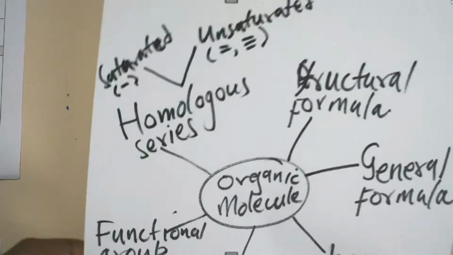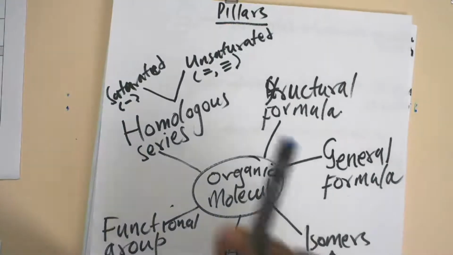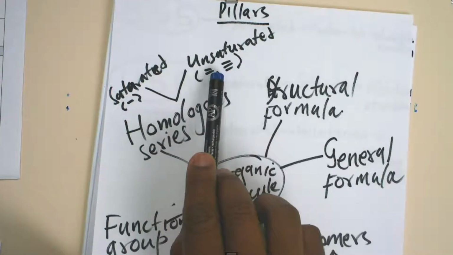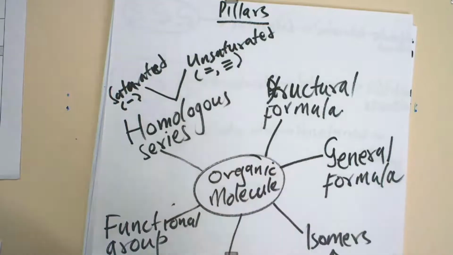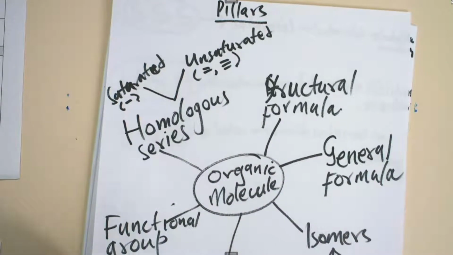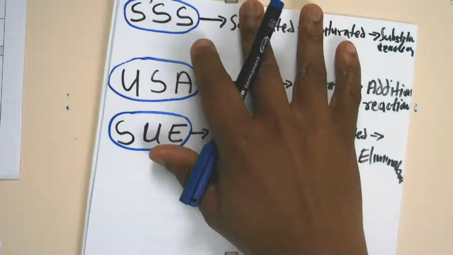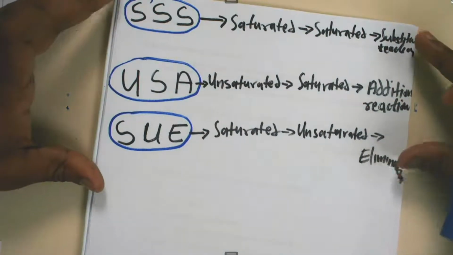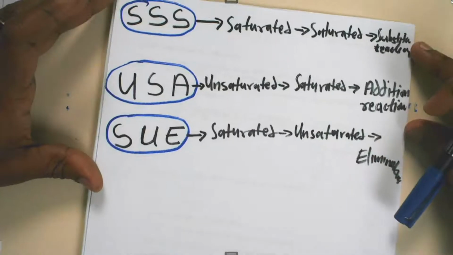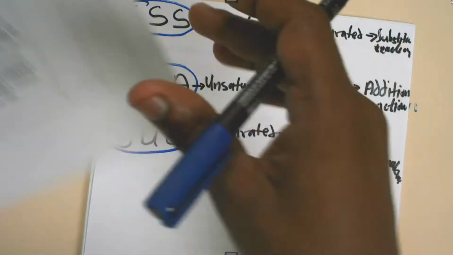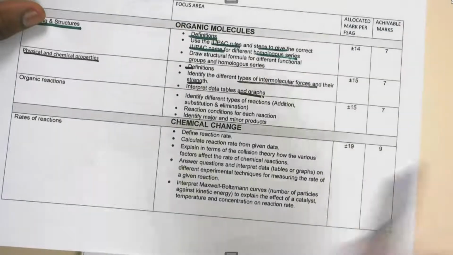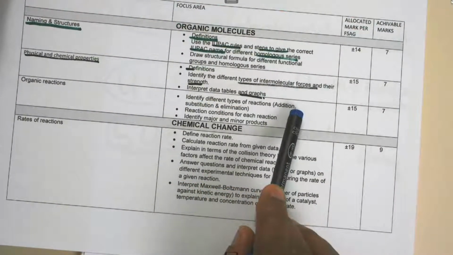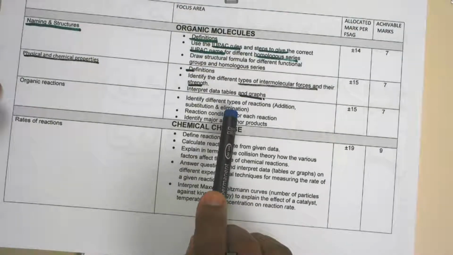So these pillars that we started with, if I am able to say something about unsaturated, I am able to identify what is an unsaturated hydrocarbon. It's easy now for me to apply this. So this is going to help me to identify the reactions, because bullet number 1 says identify different types of reactions: addition, substitution, and elimination.